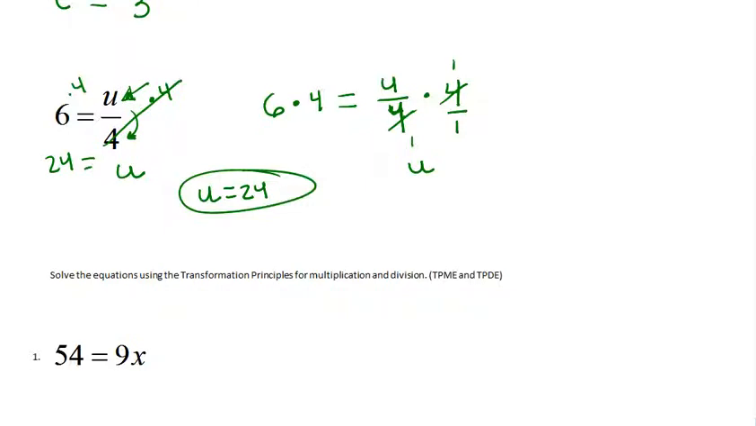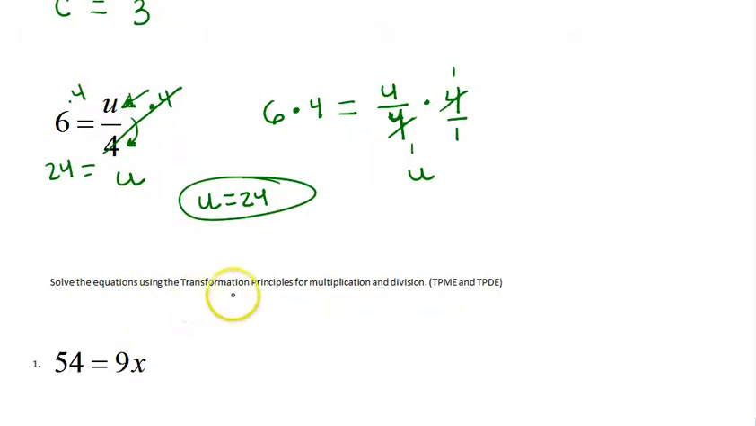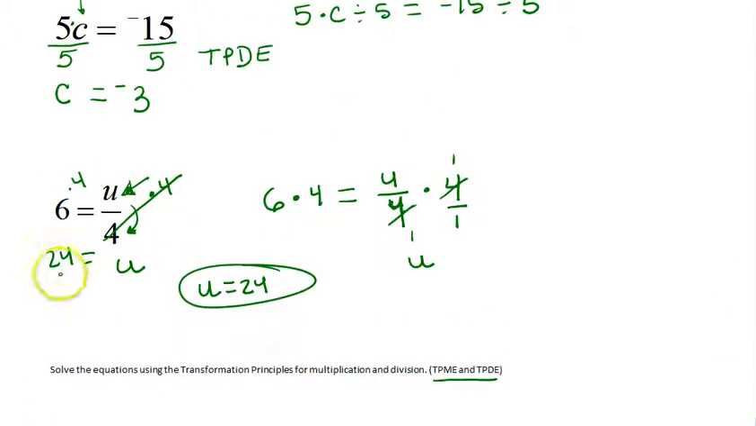Now here's a couple of problems for you to try. Solve the equation using the transformation principles for multiplication and division. Make sure you label them. So for example, up here, which of the principles did I use? I multiplied both sides of the equation, so I used the transformation principle of multiplication for equality. So it's what you're doing, multiplying or dividing, that determines which principle you're using.